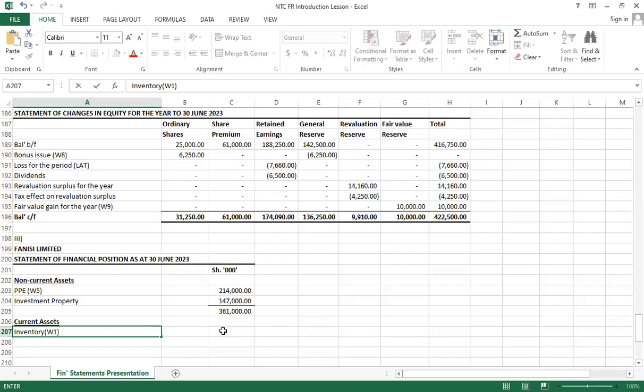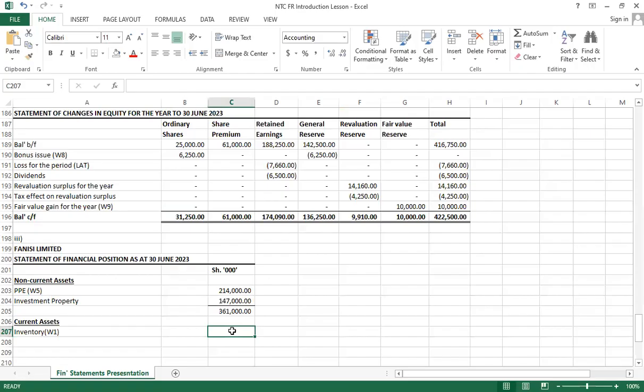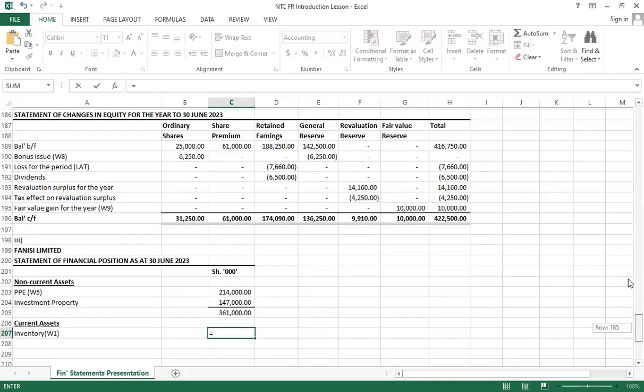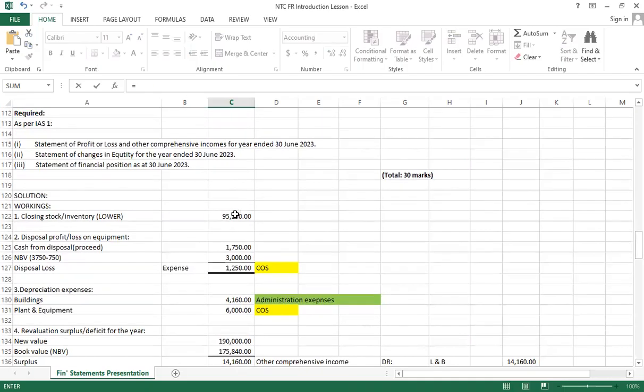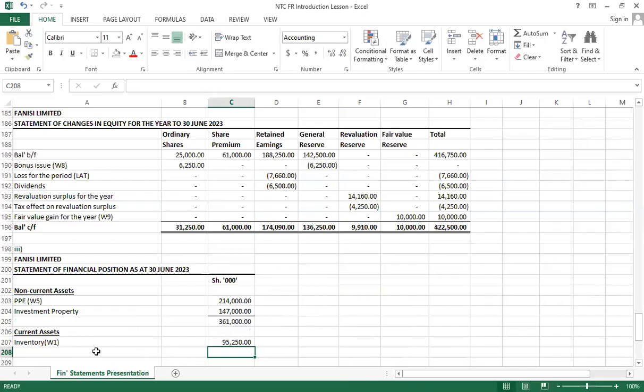That's where we highlighted the inventory. So that was working 1. And in that working number 1, how much inventory did we say that we do have? In working number 1, we agreed that the closing inventory is measured at the lower of the cost and NRV. The lower we found out to be this 95,250. So that's what you bring down there, yeah?